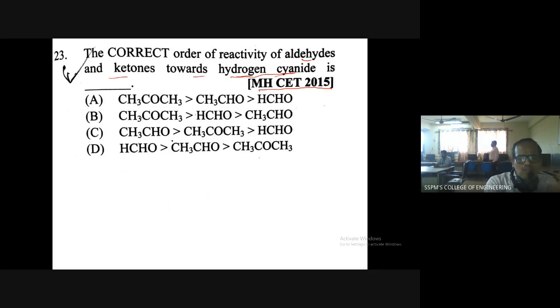But any functional group which will donate electrons will decrease the attack of cyanide.